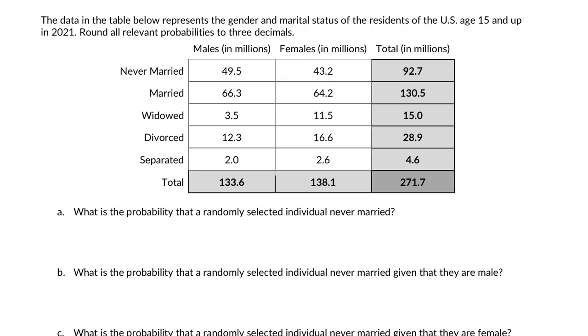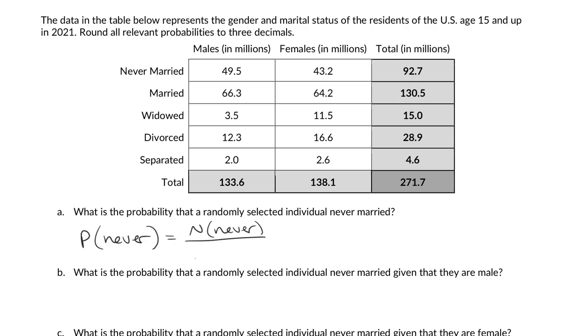First question is just a review. What is the probability that a randomly selected individual never married? Well, if we're finding the probability that they never married, we just need the number of people that never married over the total.